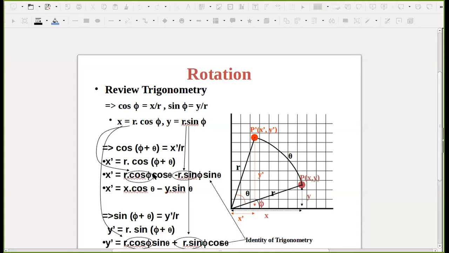Tell me, clear or not? Okay, now x dash equals x cos theta minus y sin theta, y dash equals x sin theta plus y cos theta. Now this you can write in matrix format by using the rotation matrix. What is the rotation matrix? Cos theta, minus sin theta, sin theta, cos theta. This is the rotation matrix.